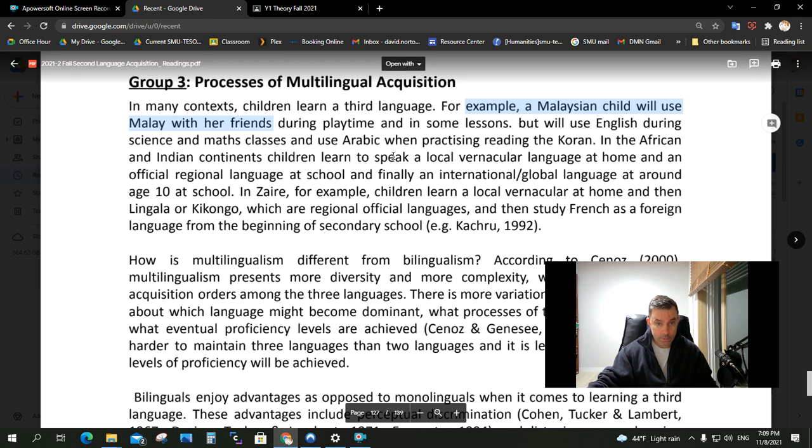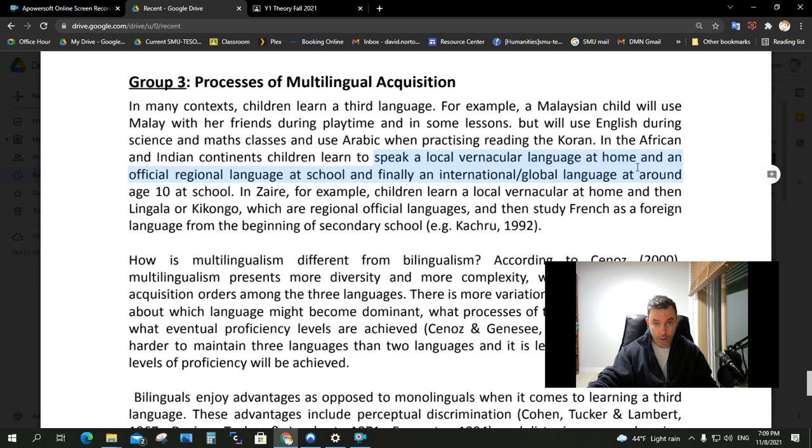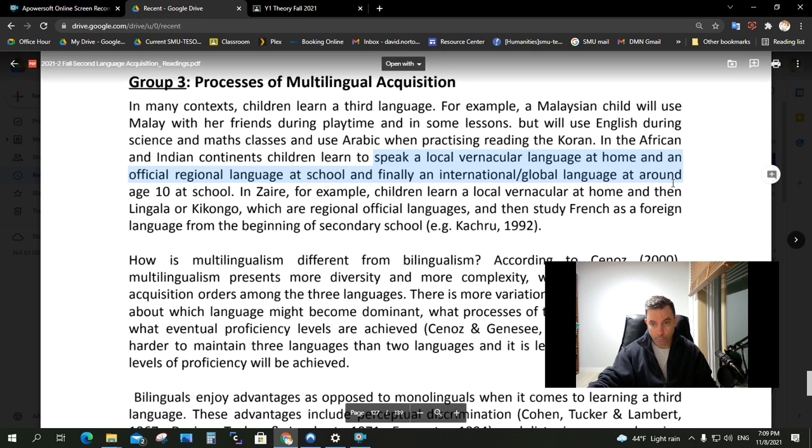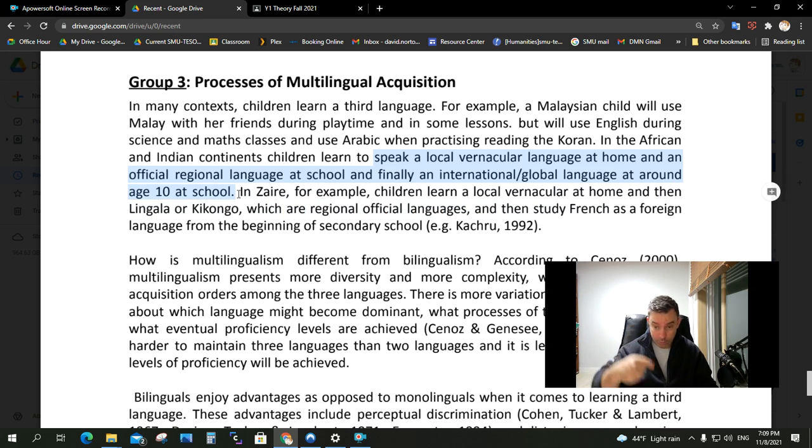Because what happens is children will use a vernacular language or a local language at home, an official regional language at school, and finally an international or global language around age 10 in school. Zaire is a good example of this. Children learn a local vernacular at home, and then they'll know Lingala or Kikongo, some regional official languages, and then study French as a foreign language starting in secondary school.